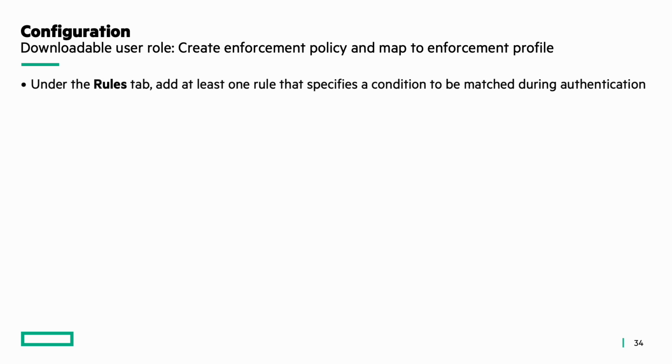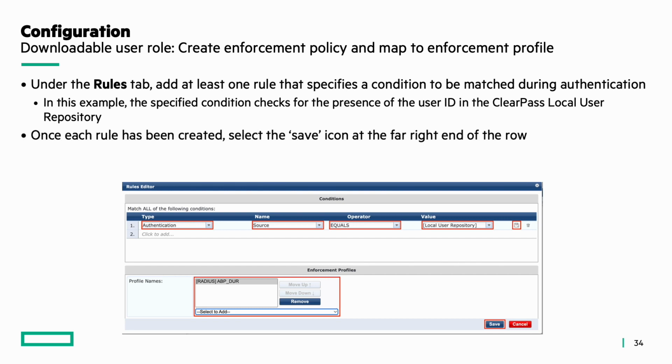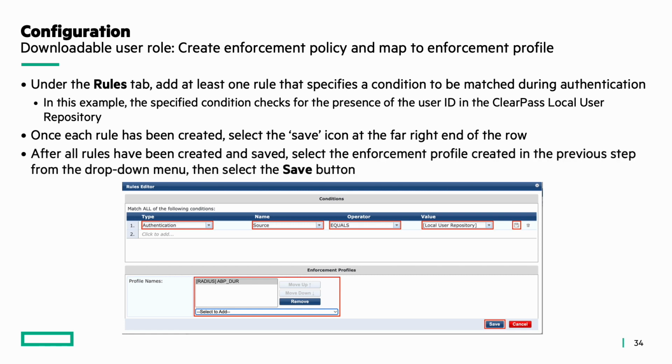Under the Rules tab, create at least one rule that specifies a condition to be checked during client authentication. The example rule shown here checks for the presence of the authenticating user's ID in the ClearPass local user repository. Once each rule has been created, select the Save icon at the far right end of the Rules row. After all rules have been created and saved, select the ABP enforcement profile from the drop-down menu in the Enforcement Profiles section at the bottom half of the page, then select the Save button in the bottom right corner.